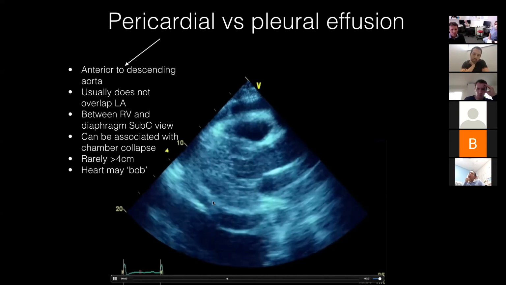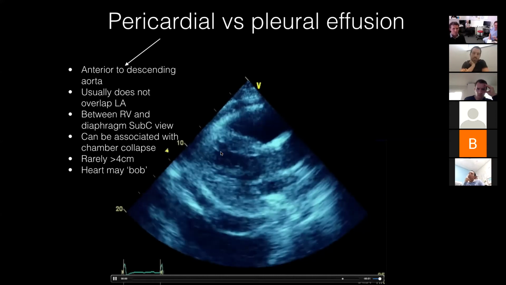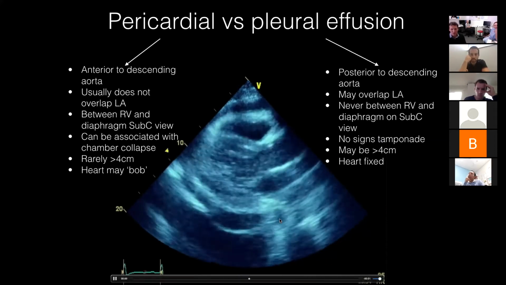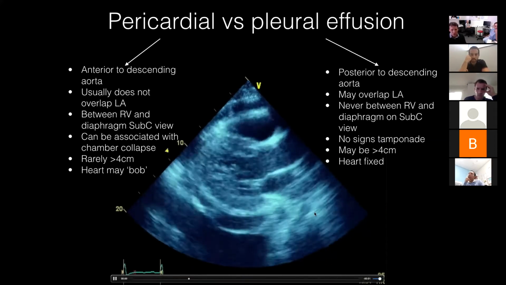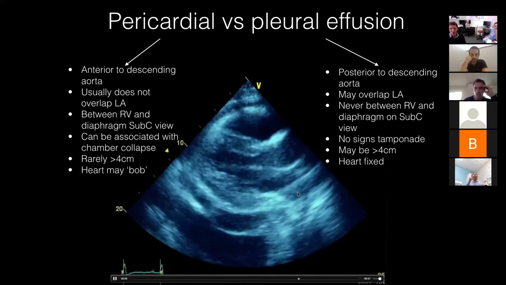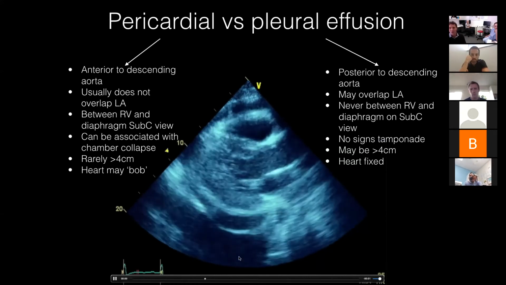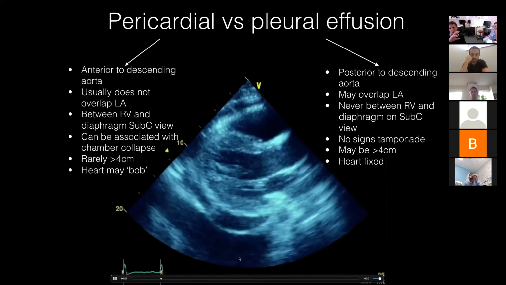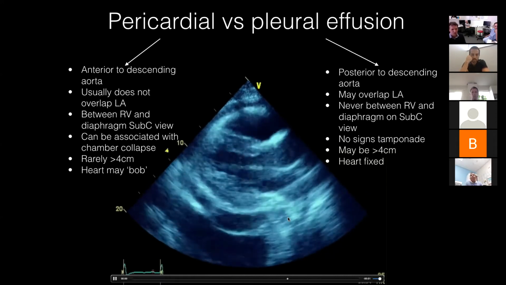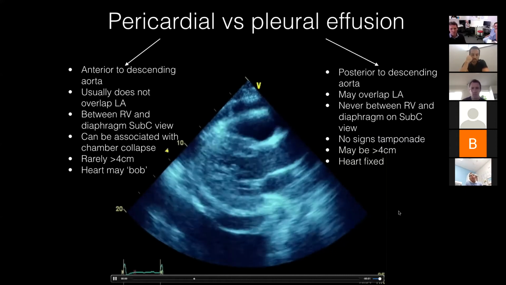And also with the pericardial effusion, can you see the heart maybe bobbing around a little bit? As opposed to the pleural effusion, which is posterior to the descending aorta. It can overlap and go over here to overlap with the left atrium. We don't usually see it between the right ventricle and the diaphragm in the subcostal view. You normally don't get signs of tamponade with it. It can obviously be much, much greater than 4 centimeters, and the heart's usually fixed. So those are the standard ways. The big one, though, as Anne-Marie was saying, is whether it is in front of or behind the descending aorta.